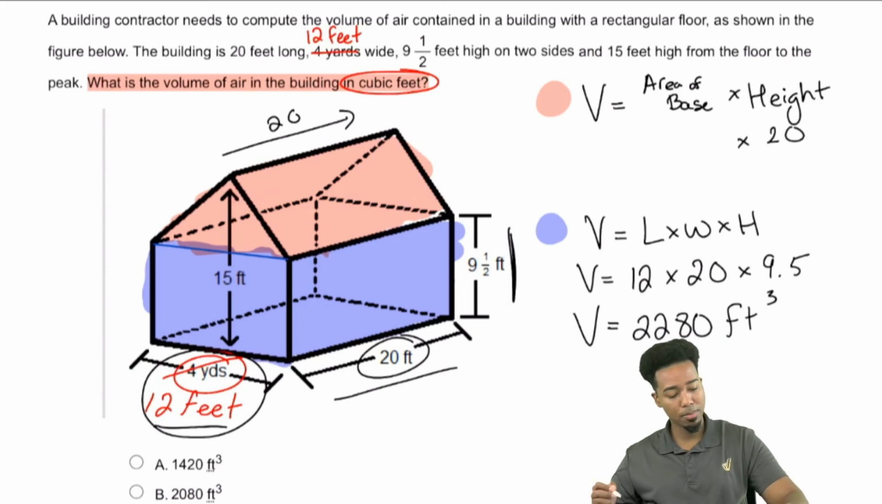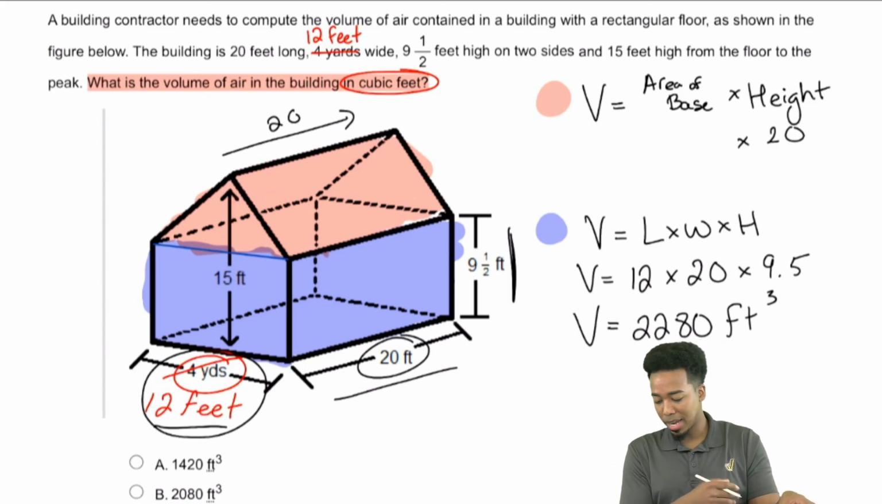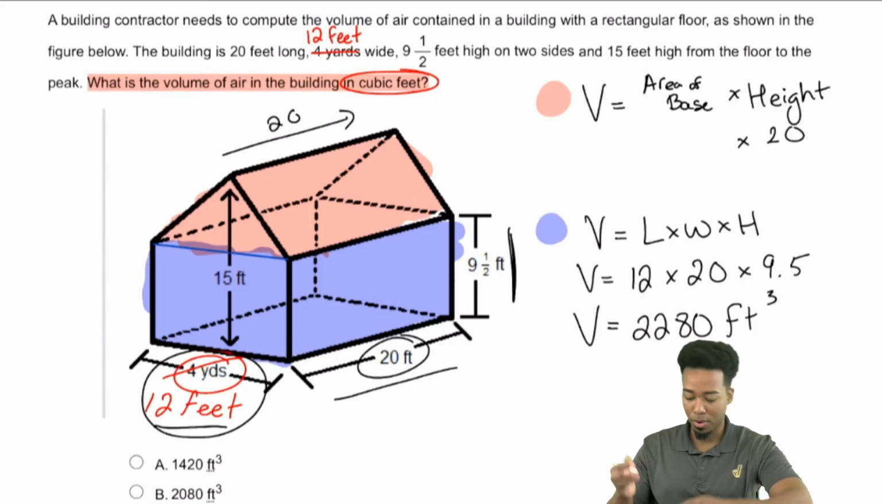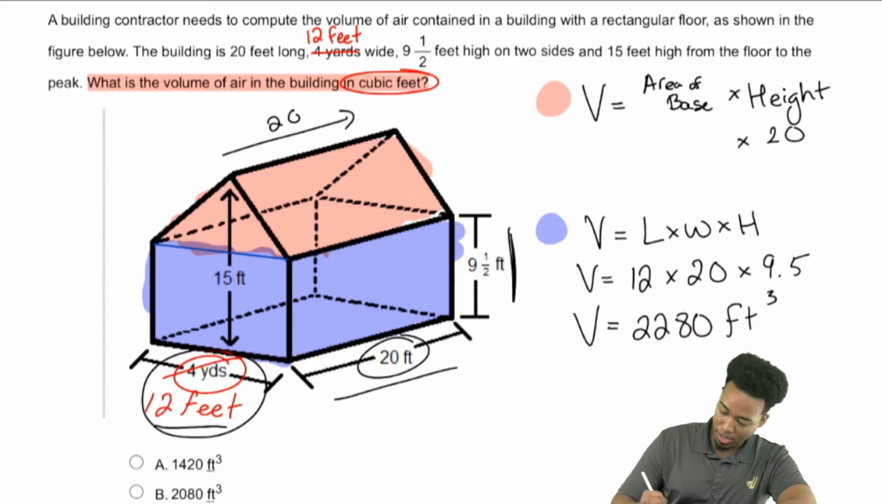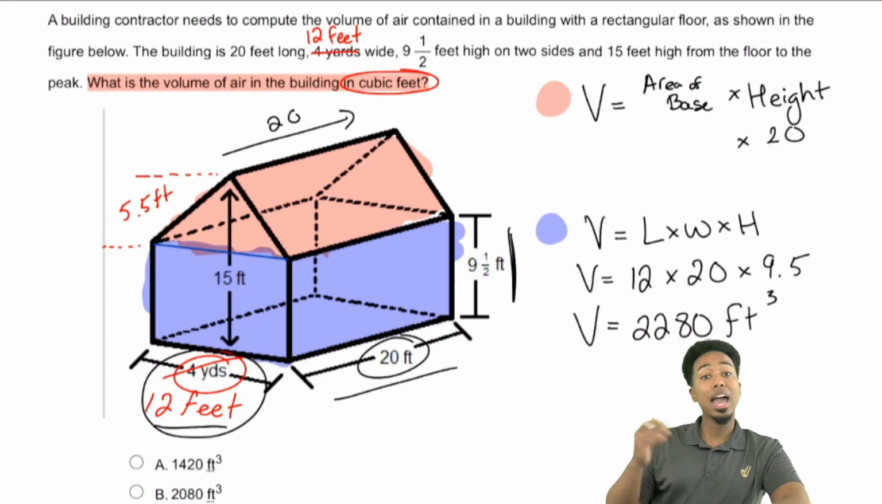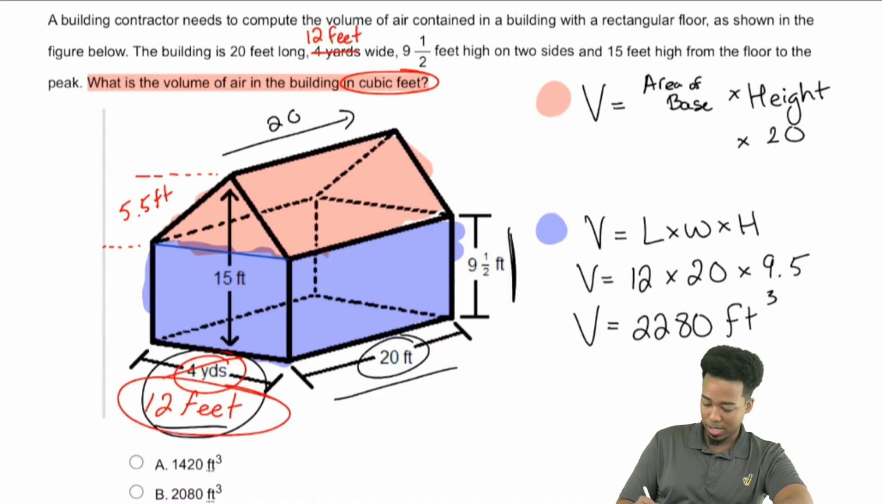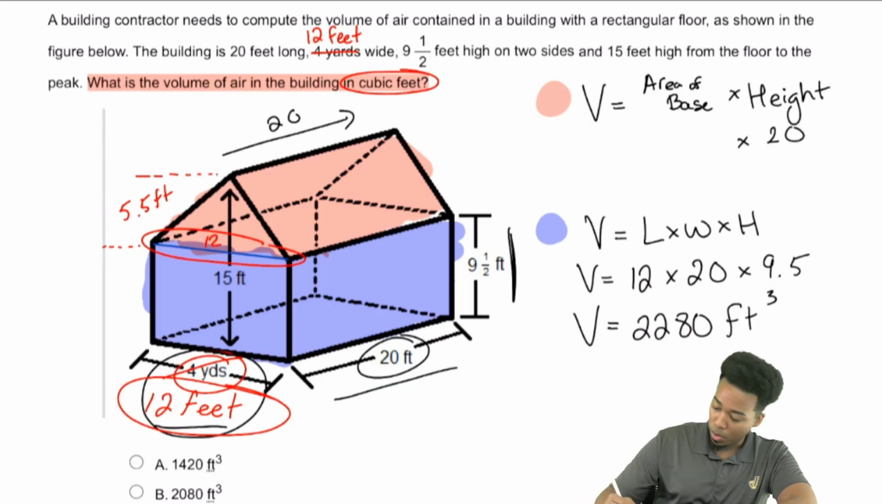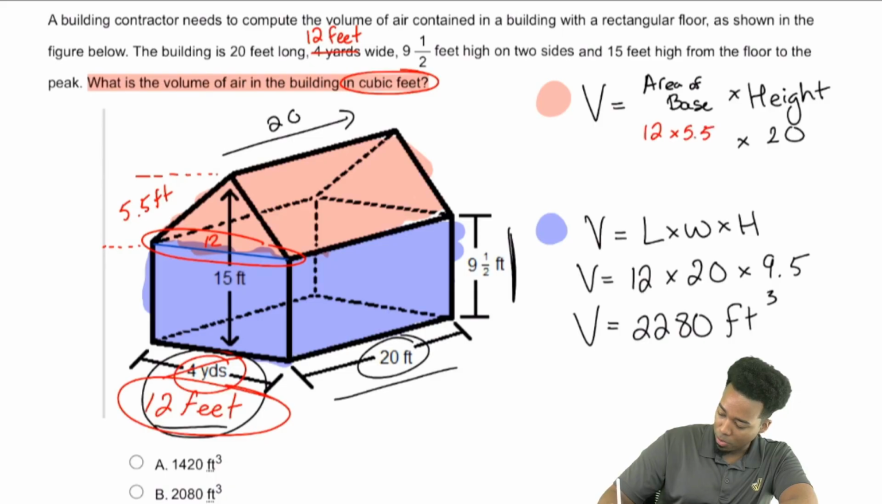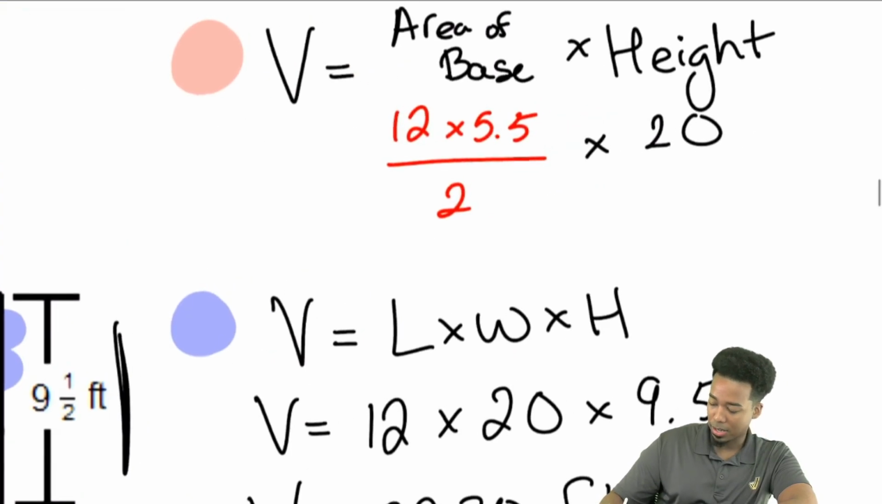So what's that going to be, my party people? 15 minus 9.5 is 5.5. So let's go ahead and write that down. From here to here, that's going to be 5.5 feet. The actual base is still going to be the same, the 12 right here. So we have what we need. The area is going to be 12, which is the base, times the height, which is 5.5, all of that divided by 2.